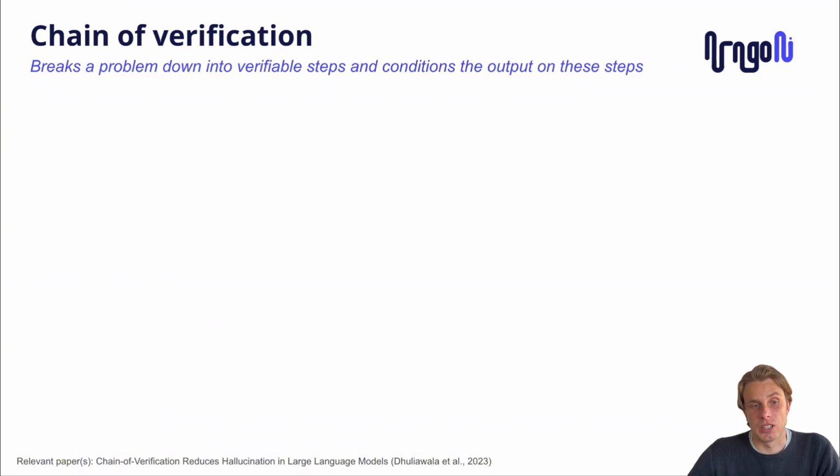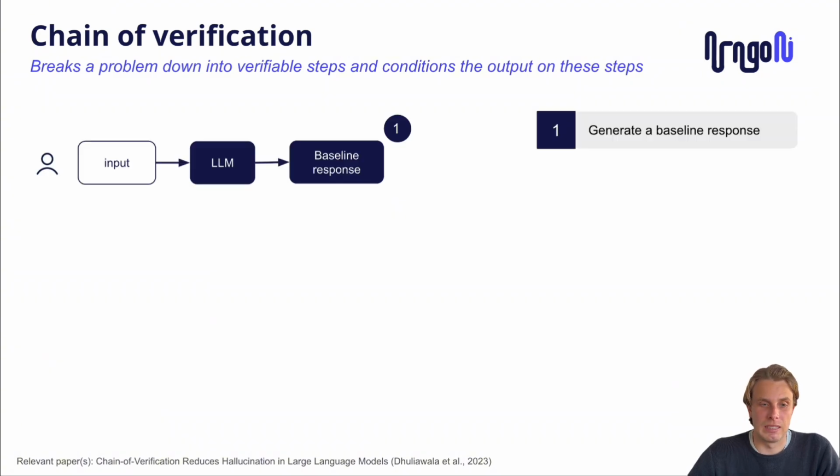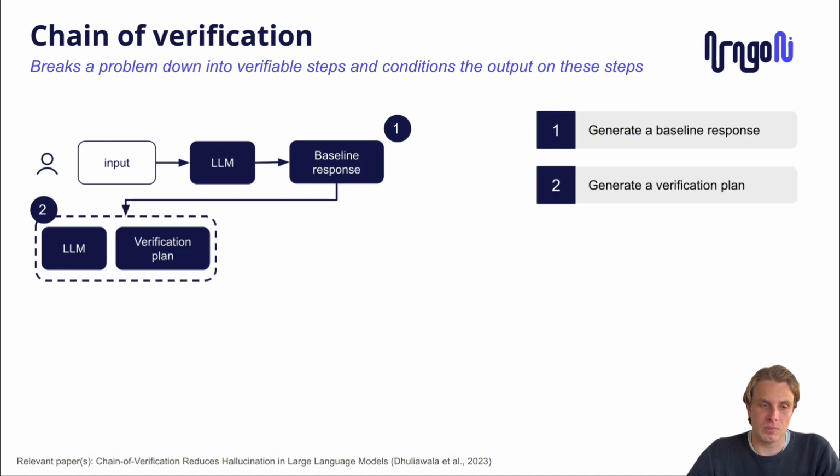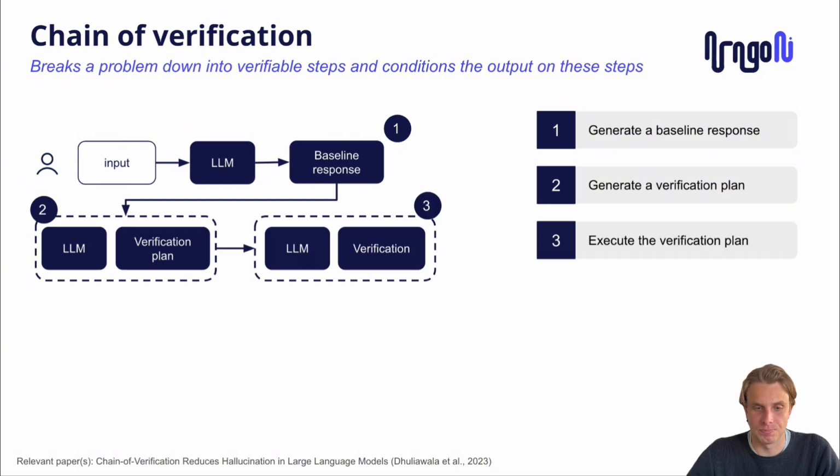Next, we'll be discussing chain of verification. This is, I think, a relatively simple example, but it's a good illustrative example of how some of these self-criticism techniques can work. So we can see here the first stage is generating a baseline response. We then provide this baseline response to a large language model to get a verification plan. So this is what do we need to verify.